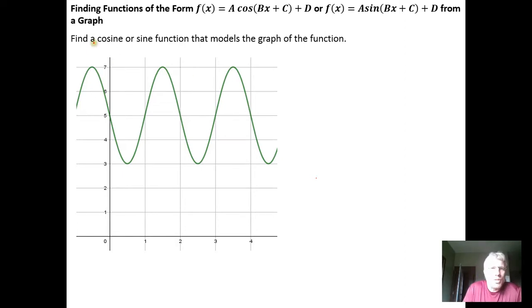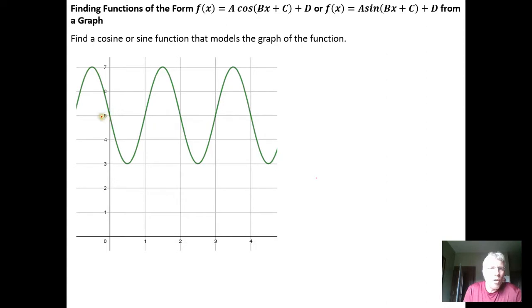So all we can do is say find a function that models. We can't say find the function. We can't use the definite article when we're doing these. So let's say, for example, we want to model this using the sine function. We've got a couple of options.